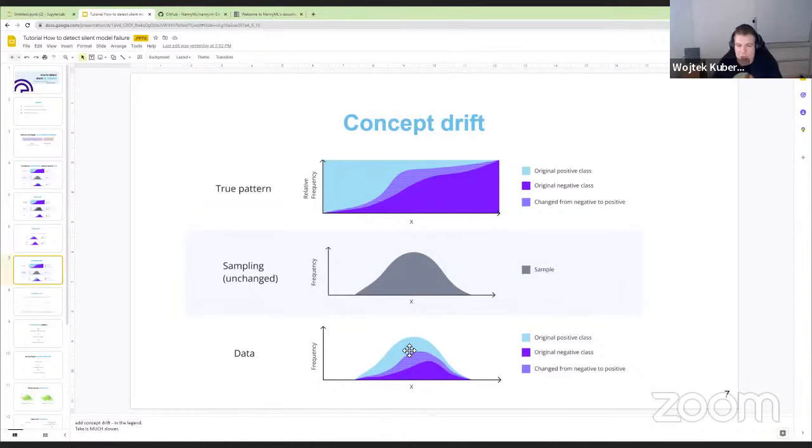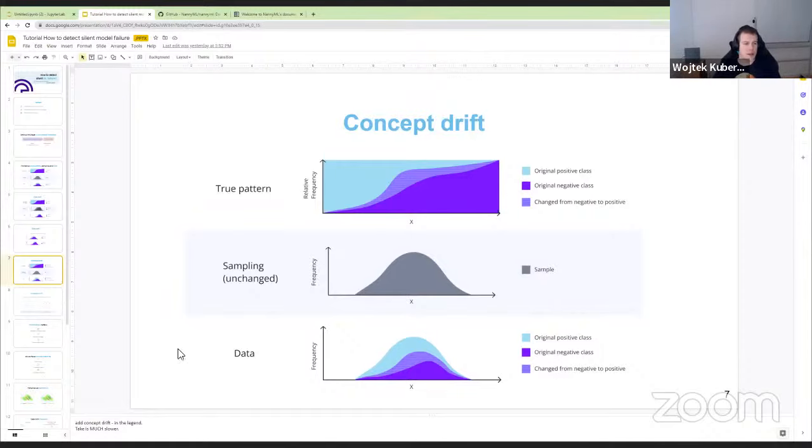So again, from the input perspective, the distribution of the features will look, roughly speaking, the same if there is no data drift and there is pure concept drift, but the distribution of the targets will change.